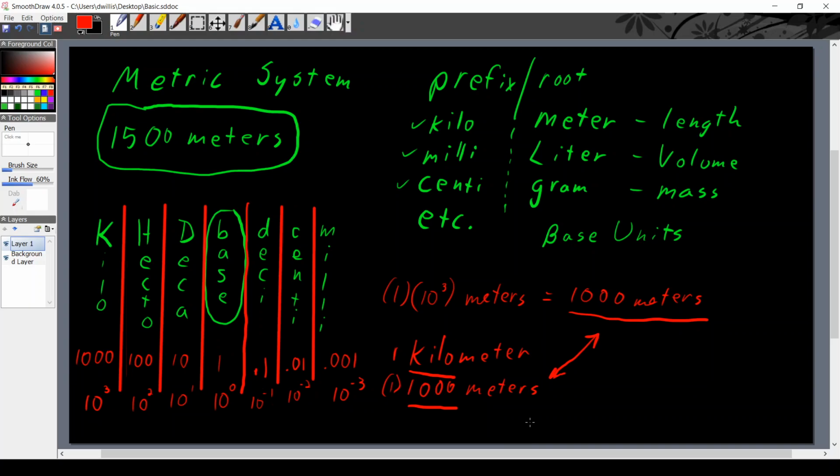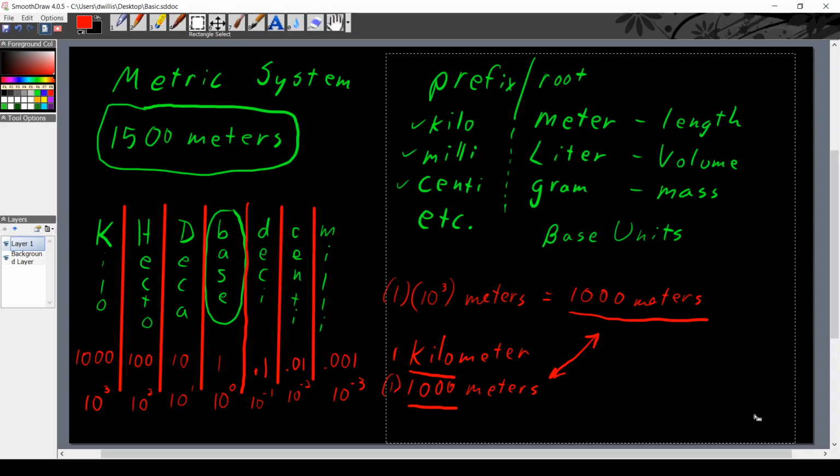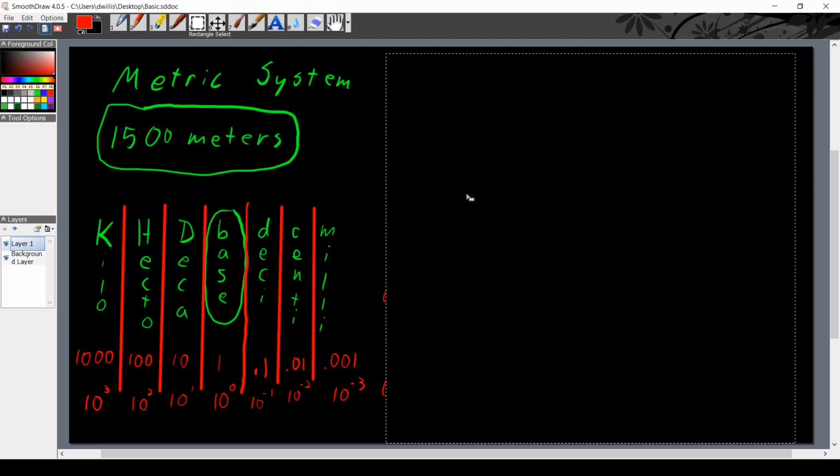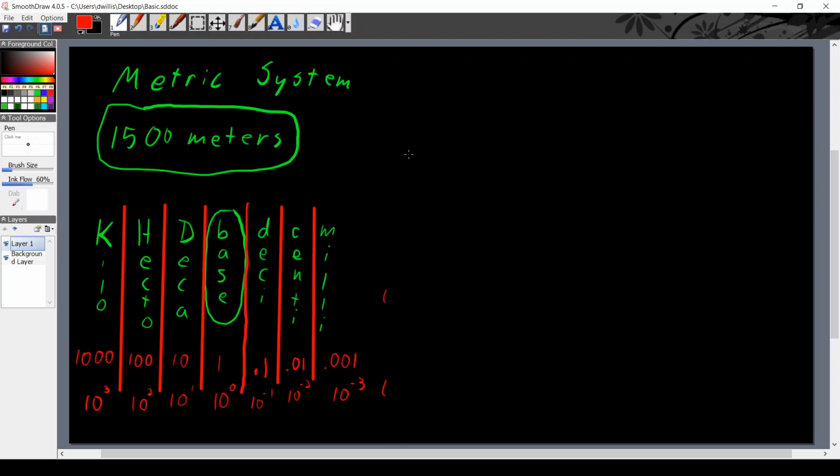So let's look back at our 1,500 meters and see what we can do with that. Hopefully you have these prefixes and roots and this little example copied down, because I'm now going to do my best to erase them all in one fell swoop. Let's see if I put that in a square and then hit delete. All right, great, it did.